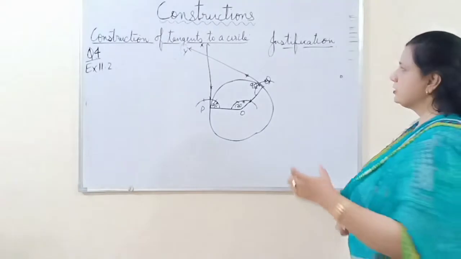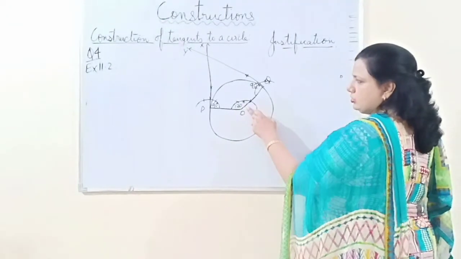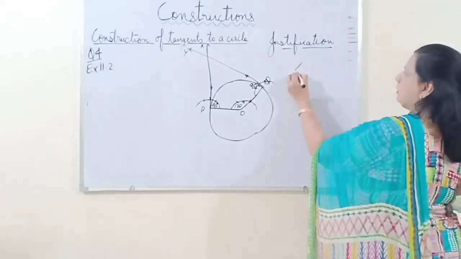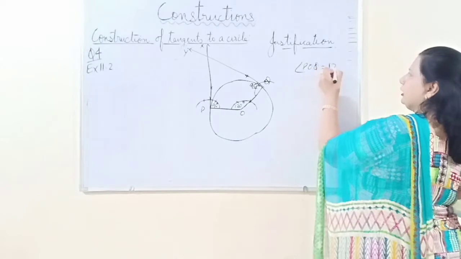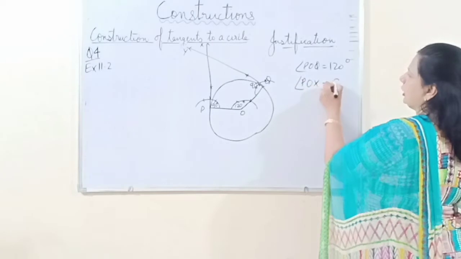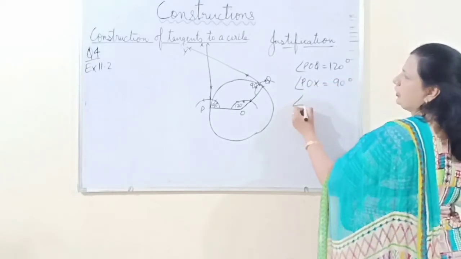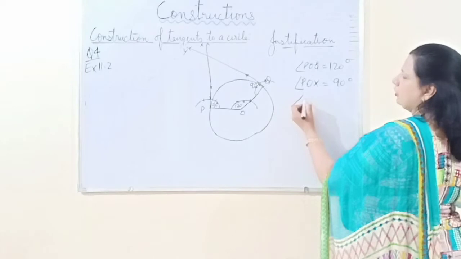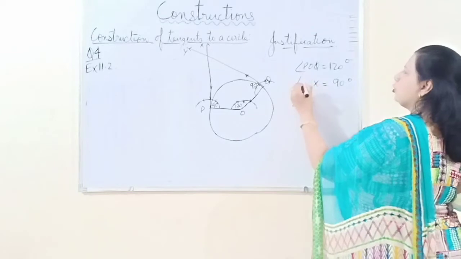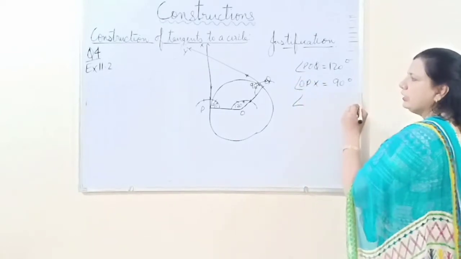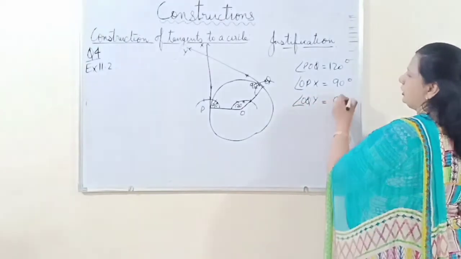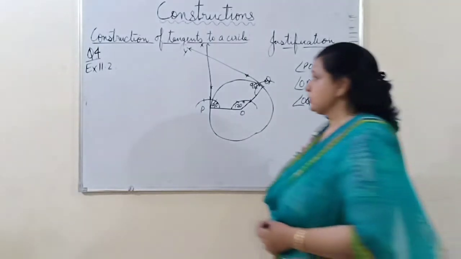So here we have constructed three angles. At the center, first we have constructed angle POQ equal to 120 degree. Then we have constructed angle OPX, sorry, this is OPX, not POX, equal to 90 degree. Then we have constructed OQY equal to 90 degree. These three angles we have constructed.